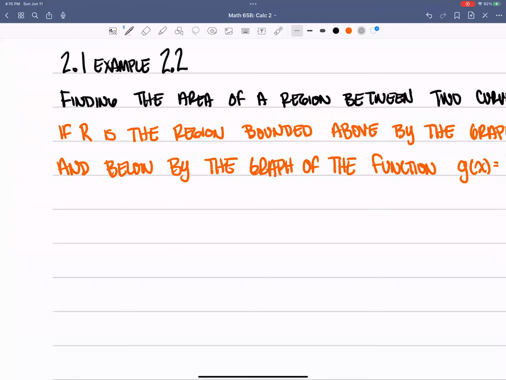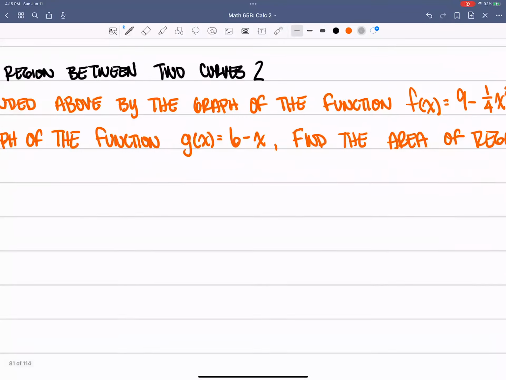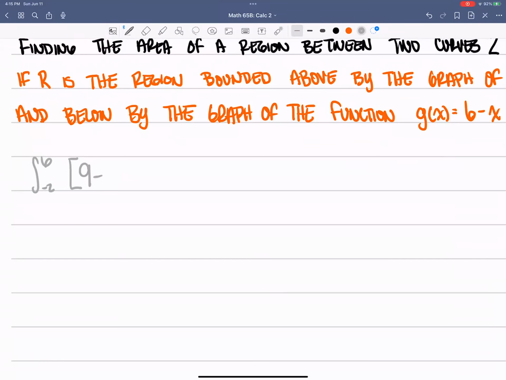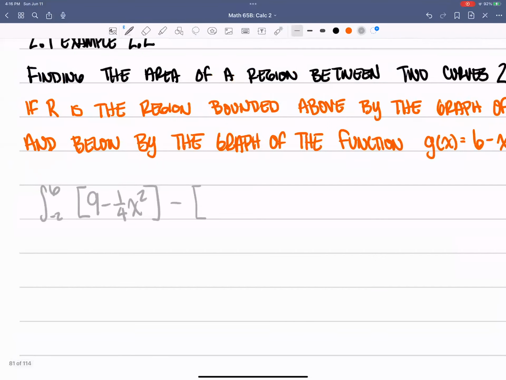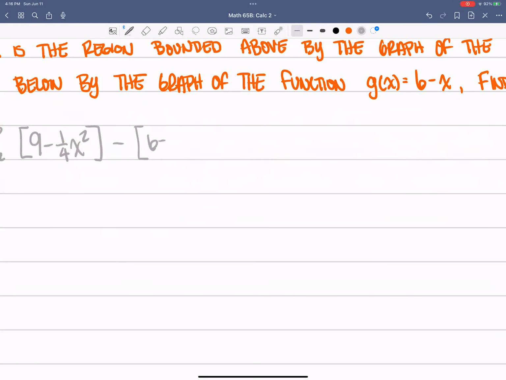So integrating from -2 to 6, starting off with our graph f of x. That's the one that looks like a parabola. 9 minus 1 over 4x squared. And we're subtracting everything that we overshot here. So we overshot 6 minus x. And I was about to put f of x, but we're integrating with respect to x, so dx.